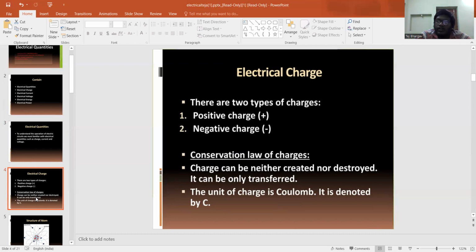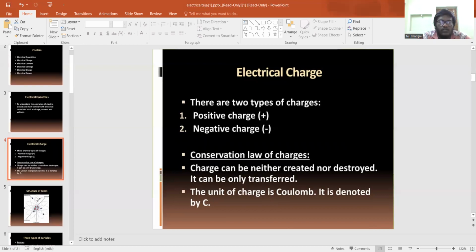One thing we have, there are some laws for charges. We know one thing in physics: energy can be neither created nor destroyed. The same way, a charge can be neither created nor destroyed. It can only be transferred from one body to another body. The unit of charge is coulomb. It is denoted by C.